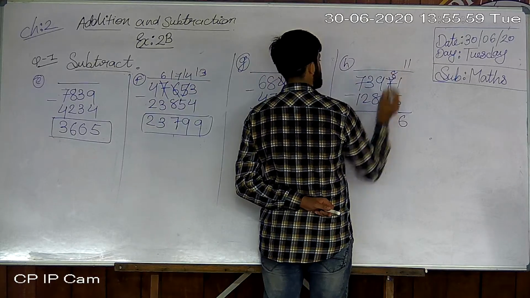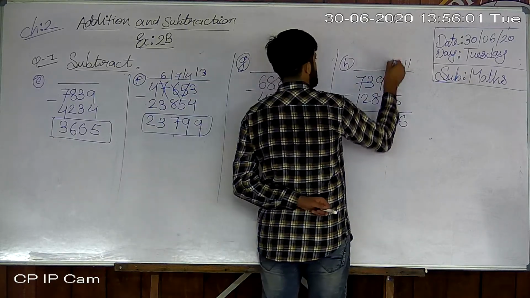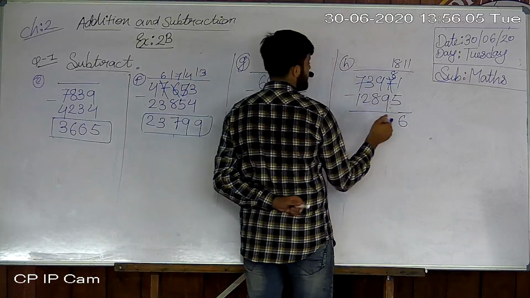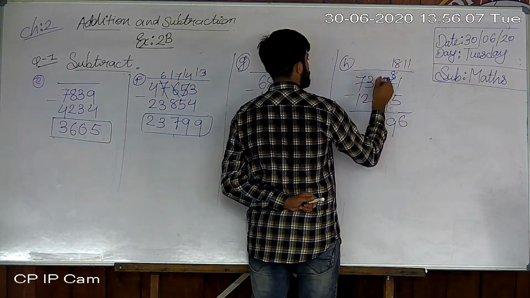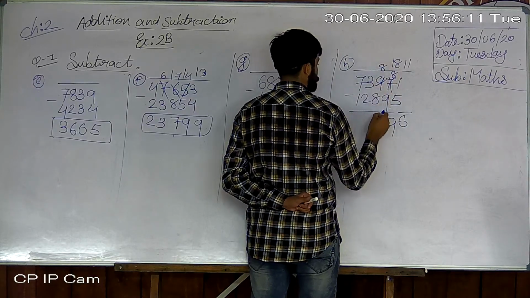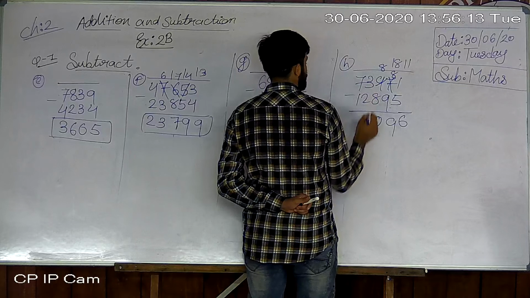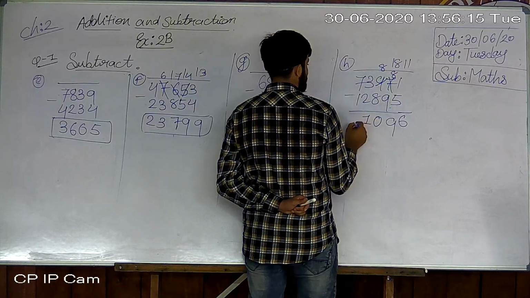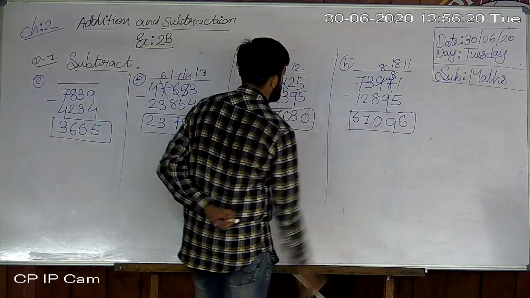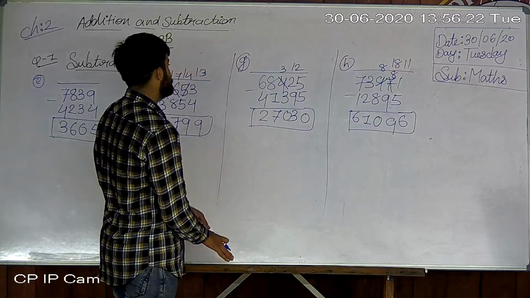So 8. 8 minus 9 is not possible. So 18. So 18 minus 9. So 9. Here a 9. So which digit are we taking here? 8. 8 minus 8, 0. Okay. 3 minus 2, 1. 7 minus 1, 6. So the answer is 71,096. This is your question.